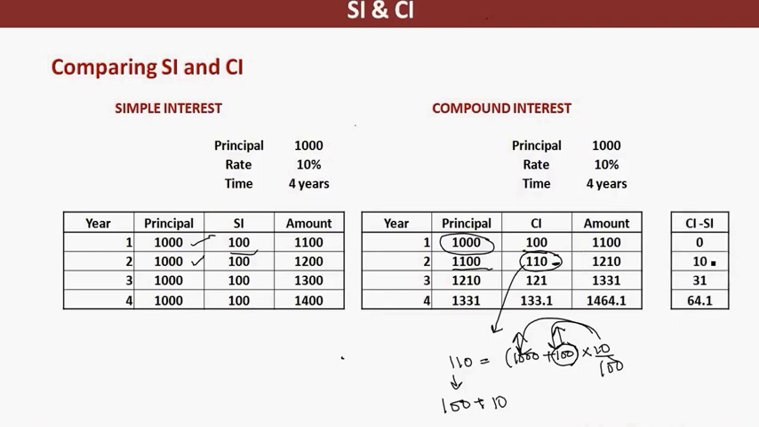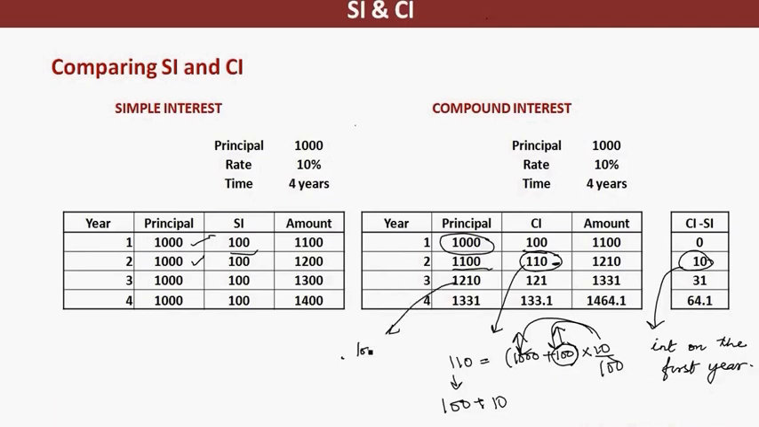10. So basically if I look at the difference in compound interest and simple interest for the second year, which is 10 rupees. This 10 rupees is because of the interest on the first year interest. We call it interest on interest. This is the interest on the first year interest that you have accrued.